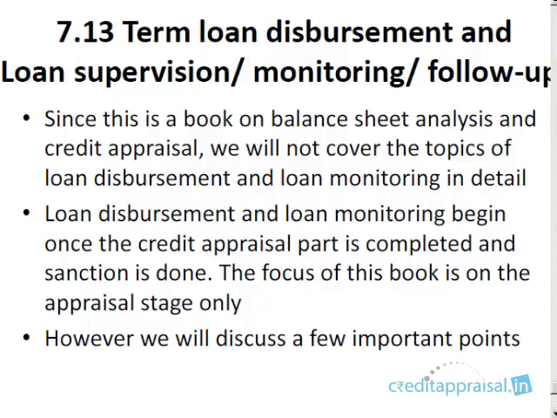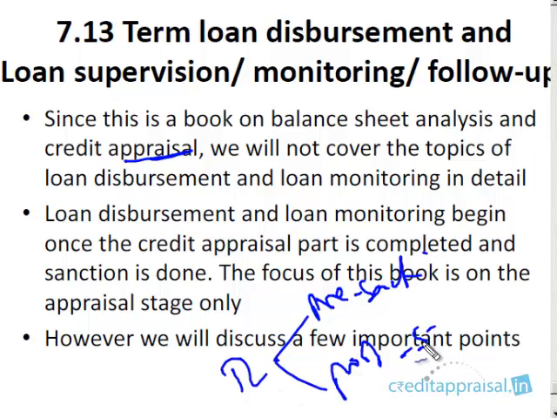So this book is basically about the appraisal. A term loan, we can segregate into pre-sanction and post-sanction. These are two phases involved in a term loan. In pre-sanction, before the sanction, what are the things that as a credit officer you should be doing? This is all the appraisal stage.